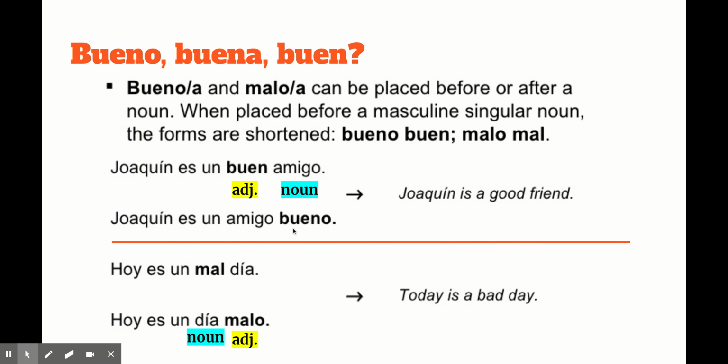Okay, if this kind of throws you off, if you're not comfortable with this, then you just stick to this, right? Bueno is a descriptive adjective, so it will always come after the noun. The only time it'll come before is if you decide to shorten it and change it to the word buen. The other example we have here is with the word malo.